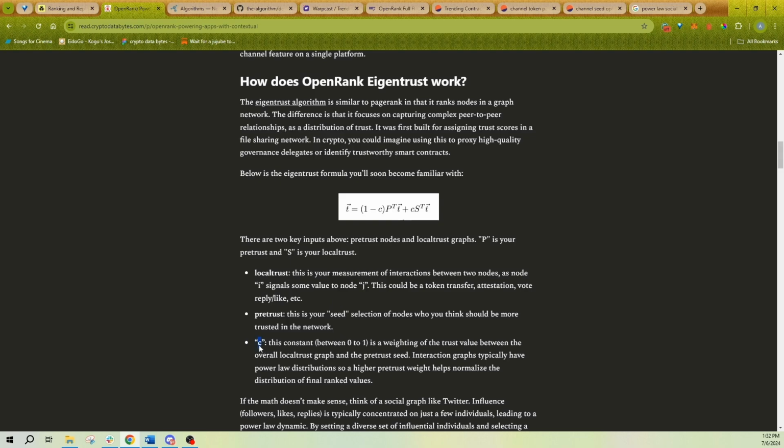And this is all managed by C, which is set to 0.5 as a default. The lower you set it, the more the pre-trust doesn't matter. The higher you set it, the more the pre-trust does matter. If you set it to 1, you're basically just seeing what this seed is working on, and that's all that matters.